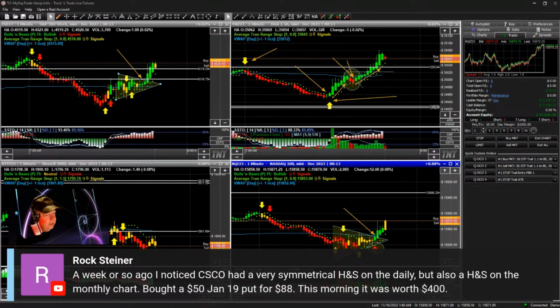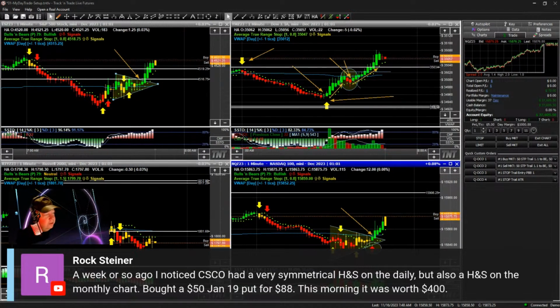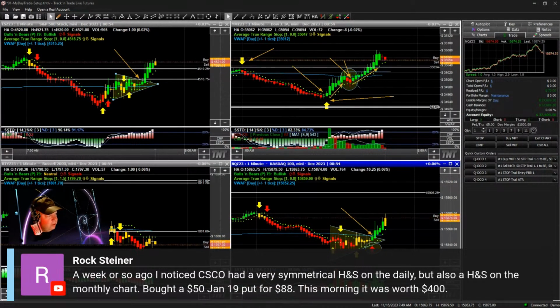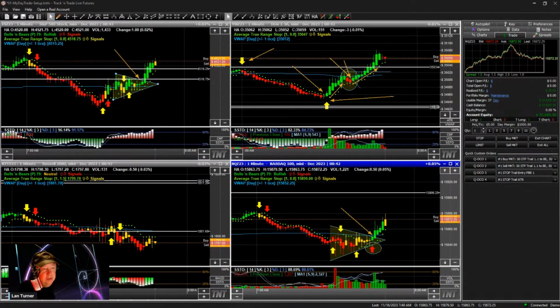We got Rock Steiner saying, a week or so ago, I noticed CSCO had a very symmetrical head and shoulders on the daily, but head and shoulders on the monthly chart. Bought a $50 January 19 put for $88. This morning it's worth $400. That's a score right there. Home run. Nice job. Turned $88 into $400. That's a sweet move in the options world. We're going to go over and look at our options here in just a minute. So stick with me. We'll go look at some options. Rock says, Yahoo! Good move, Rock. Nice. You love it when that happens, right?